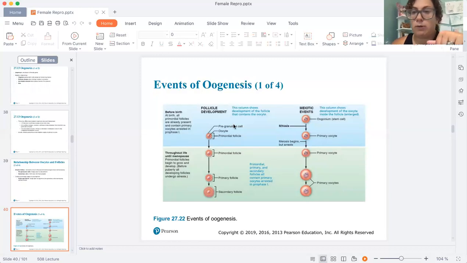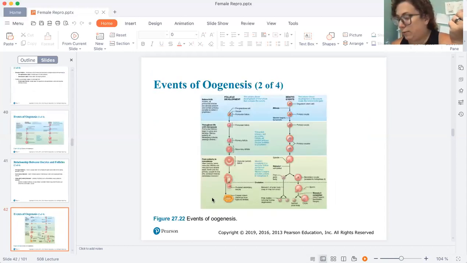So I'm just going to show you from here instead. Before birth, remember, females are born with all the eggs they'll ever have. So this is happening in the fetus. Oogonium stem cell mitosis, meiosis is arrested until puberty starts, then it starts again. Primary oocytes become secondary oocytes, and then the secondary oocytes are arrested again until they get fertilized.